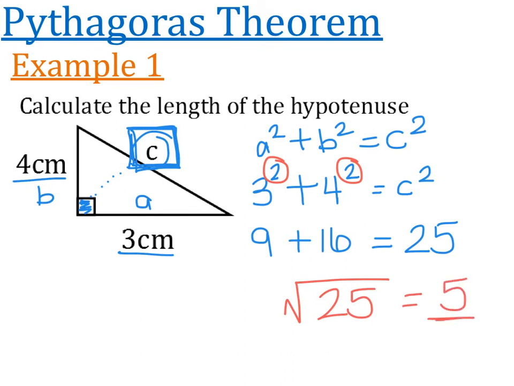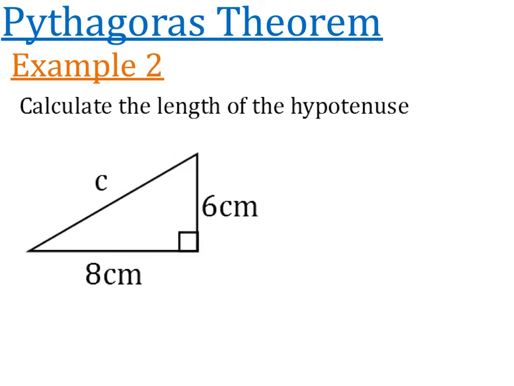So my final answer here is 5. The square root of 25 is 5. Side C is 5. All right, we'll try another example. Hopefully I didn't go too quickly in that one, but we'll try another one.